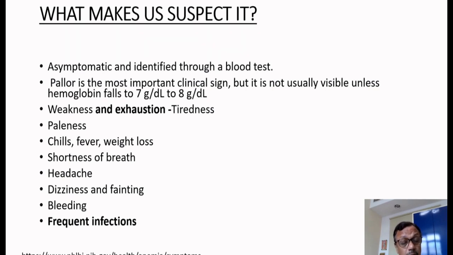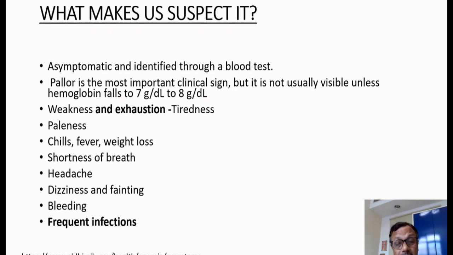Now these are some of the symptoms that you are going to see in the patient. For example, the patient can complain of weakness while working, or tiredness. Then the patient can complain of paleness, chill, fever, weight loss, shortness of breath, headache, dizziness, fainting, bleeding, and frequent infection. So if you are doubting a case of anemia, you will have to look for the clinical signs, and after seeing them, if you are suspecting anemia, you are going to do certain investigations for the confirmation of anemia.